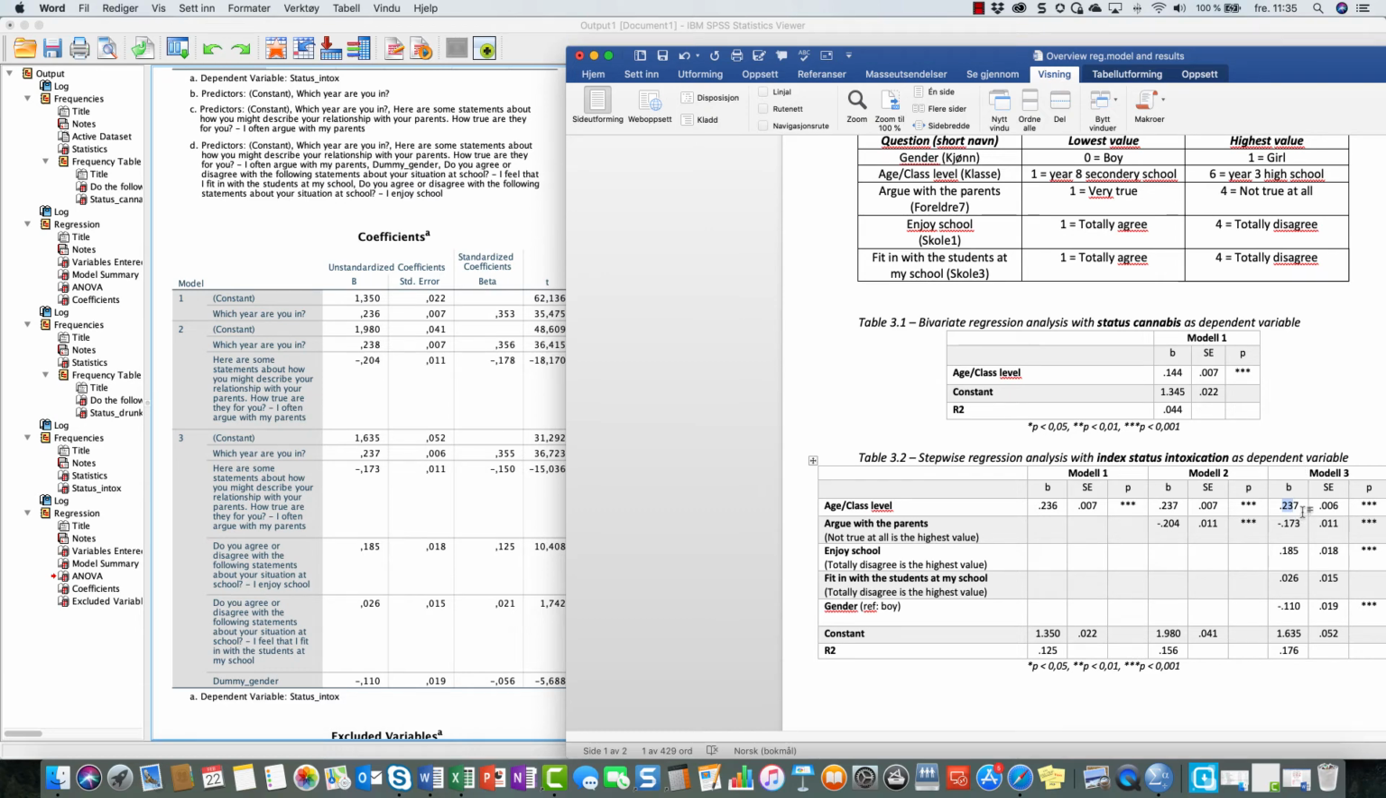However, yeah. Here you can see that there is still a difference according to age when I control for these other variables. But the argue with the parents goes down quite a lot, actually, when I include enjoy school, where totally disagree is the highest value. You can also see that here. And fit in among the other students is not significant, so it's not of importance. You still have to report the non-significant results because that's interesting. And the gender, there's a difference between boys and girls.